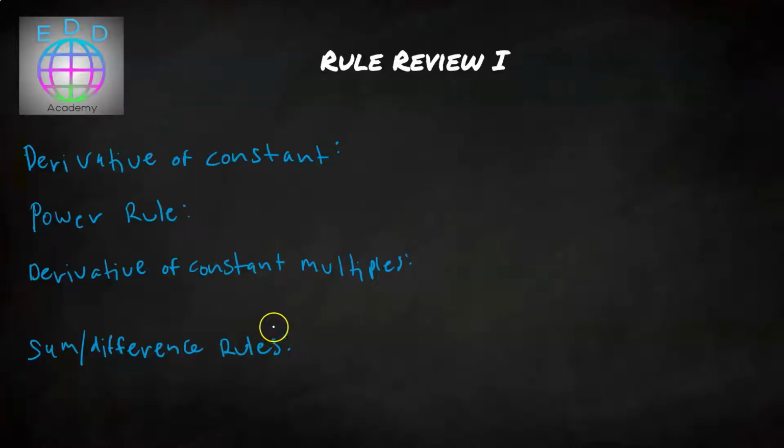So before we actually get into applying all of the rules we've learned to various problems, I want to see if we actually remember those rules. So let's start with the derivative of a constant rule. If you remember, this rule said that d dx of any constant c equals 0. If you want a further explanation on this, just go watch EDD Academy's Basic Differentiation Rules Part 1.